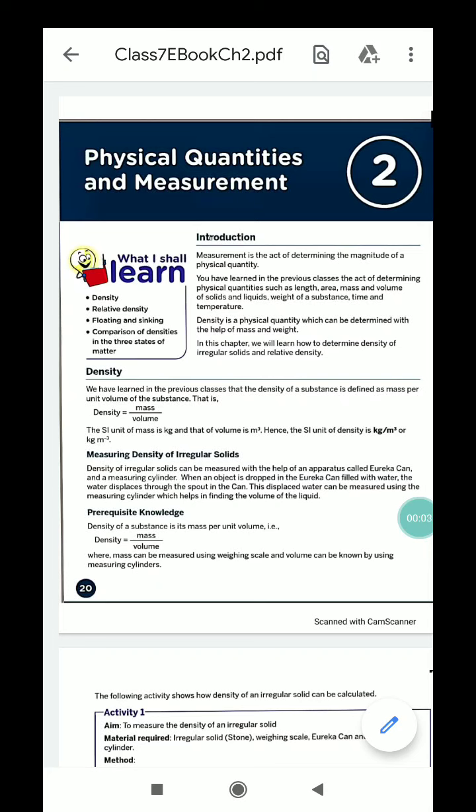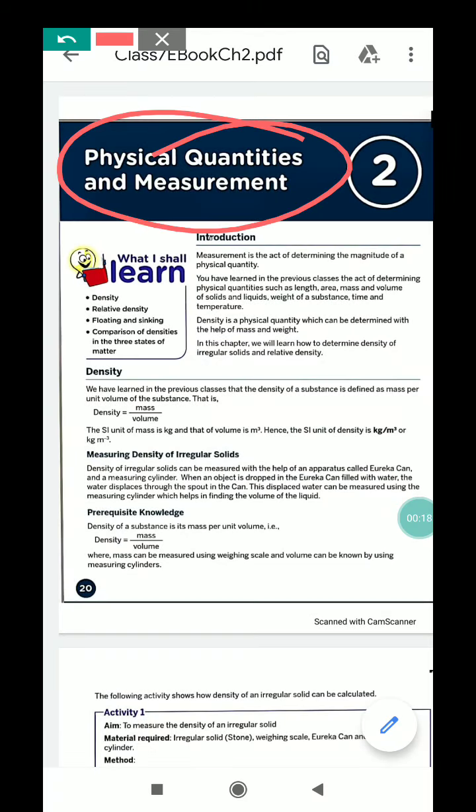We are doing physics, class 7, physics, chapter number 2. We have completed chapter number 1. Today we will start chapter number 2, physical quantities and measurement.